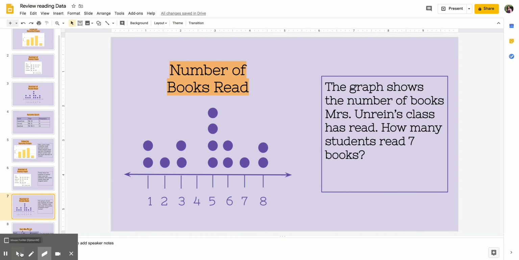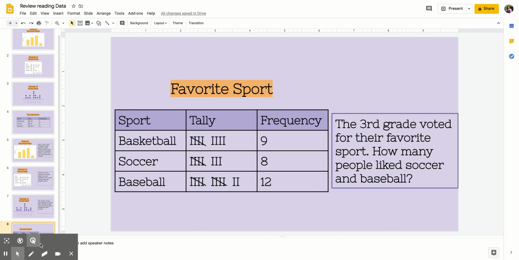Now I'm going to go to my last question. We're going to go over this frequency table question. This one is pretty easy. I see that it's 5 plus 4, that's 9. 5 plus 3 is 8. 5, 10, 12 students. So I'm just reading my graph before I look at my problem.